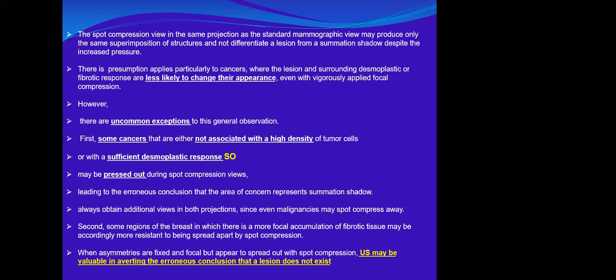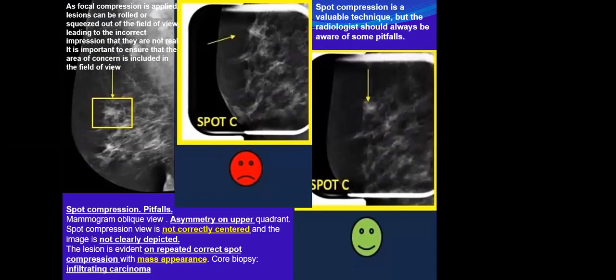When asymmetries are fixed and focal but appear to spread away with spot compression, ultrasound may be valuable in averting the erroneous conclusion that a lesion does not exist. We have to use ultrasound to give better clarification and characterization. And we have to be aware of the pitfalls.